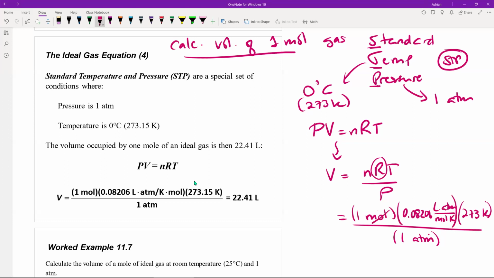So we can see now moles go away, Kelvin goes away, atmosphere goes away. We have liters as our unit. And if you plug that into your calculator, you will see that the answer is 22.41 liters. This is known as the molar volume of a gas.